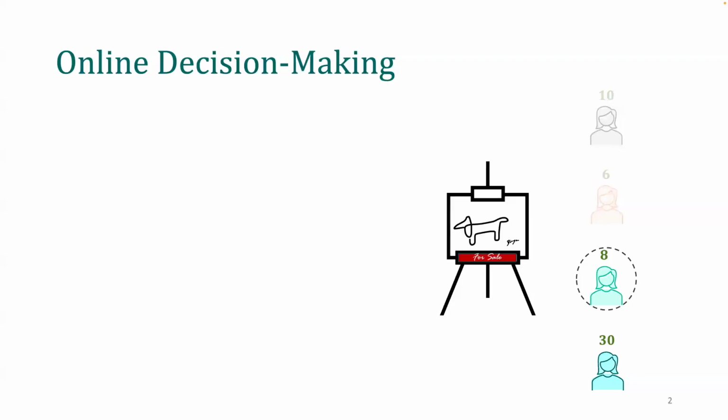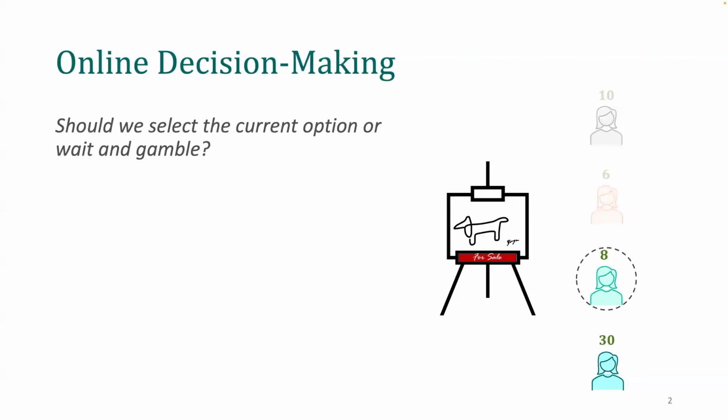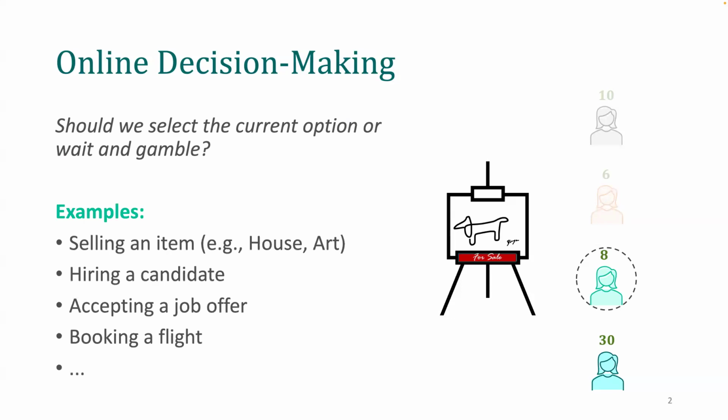So the main question here is: should we select the current option? Is it good enough? Or should we wait and gamble for something better in the future? And this is, of course, prevalent in many scenarios, not just selling an item like art or a house, but also when we want to hire a candidate. Do we want to accept the candidate that we have right now, who seems pretty good, or should we wait for a better candidate in the future? Or, in reverse, when we are accepting a job offer, should we accept this exploding offer right now or wait for something better later? Or even booking a flight: is the deal good enough to book now, or am I anticipating the prices to go down?